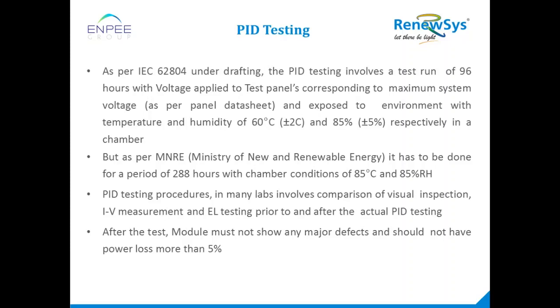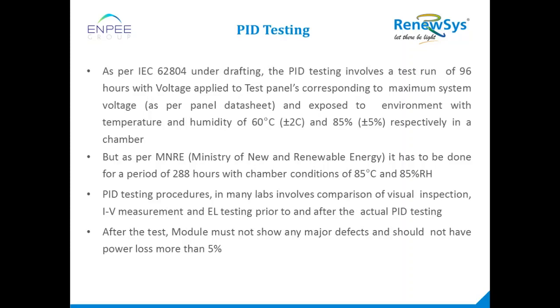And the conditions are the temperature should be around 60 degrees centigrade plus or minus 2 degrees, up to 85 depending upon the requirement of the local authorities, and then a relative humidity of 85%. The module needs to be kept in a climatic chamber with these conditions, typically in the range of 60 to 85 degrees with a humidity of 85%, for a duration of 96 hours with voltage applied as per the system voltage.